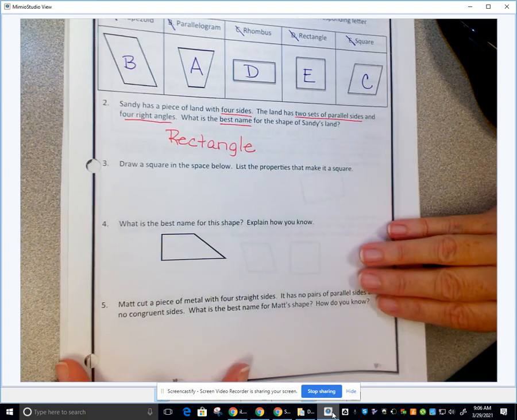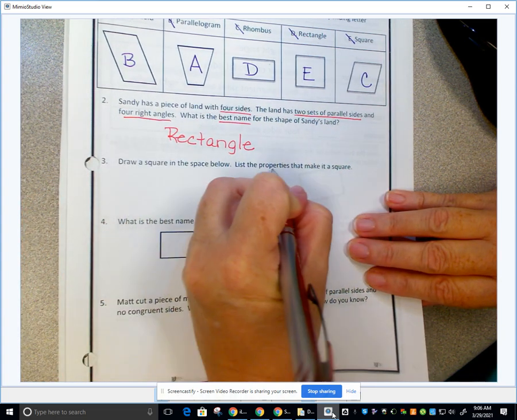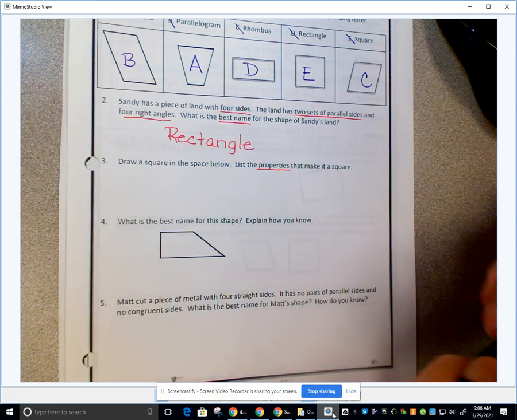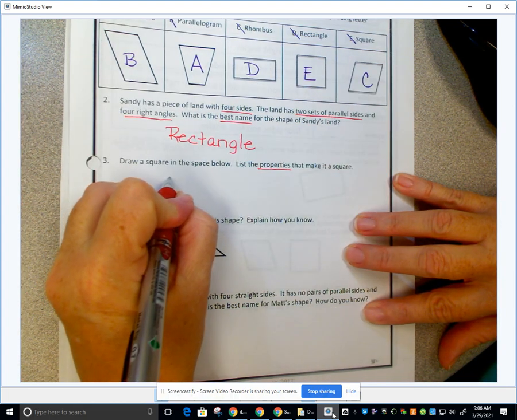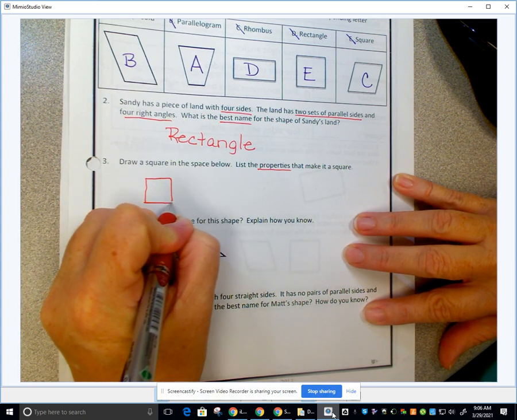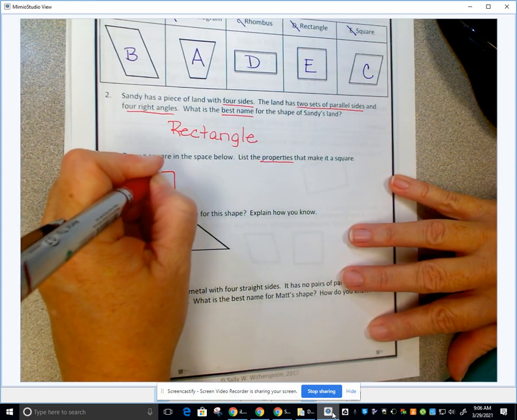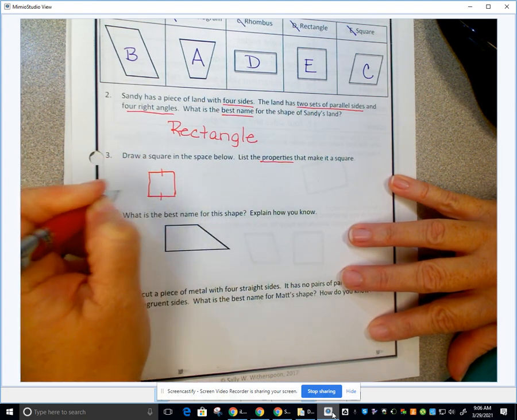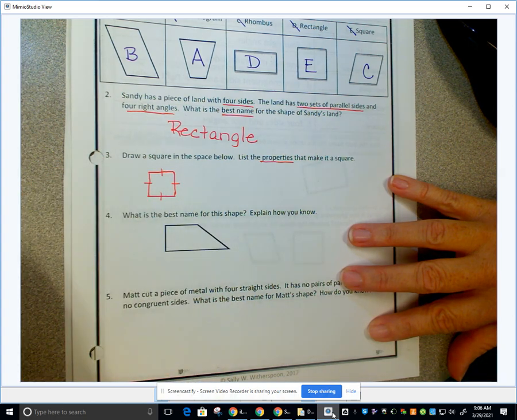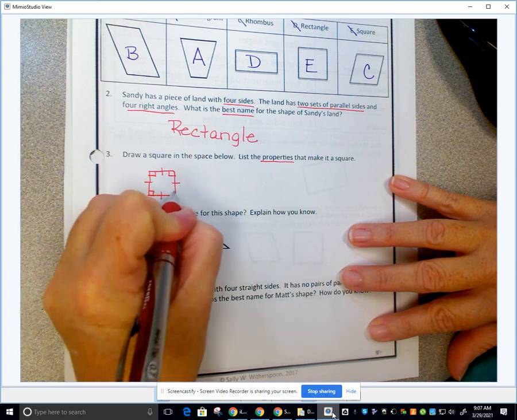All right, number 3 says, draw a square in the space below. List the properties that make it a square. I'm going to use my artistic ability and draw a square. Remember, we want all sides to be congruent, and I'll do my best to do that. And I'll do tick marks to prove this side and this side's congruent, and that side's congruent. And it also has 4 right angles.